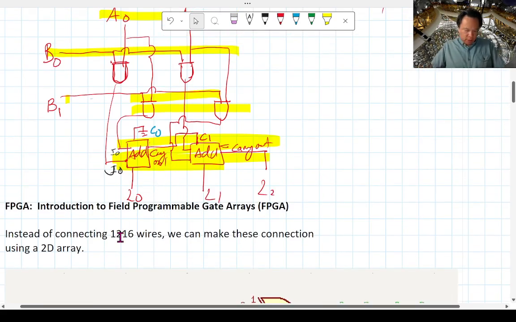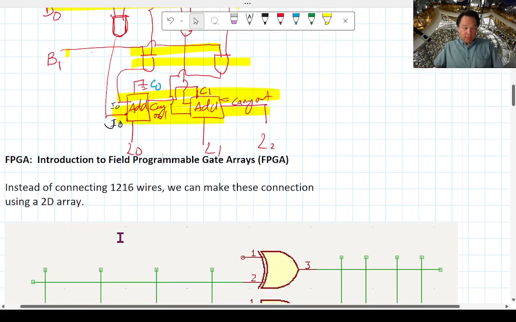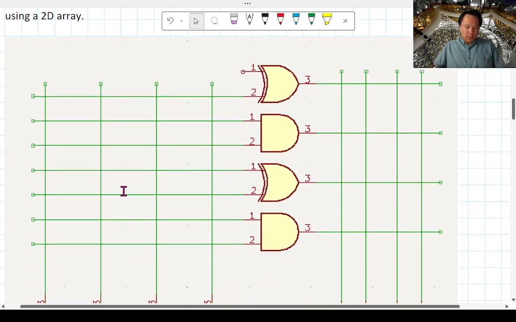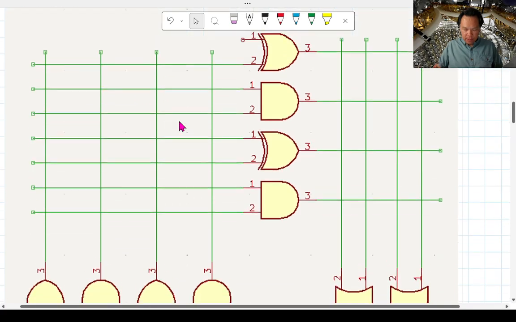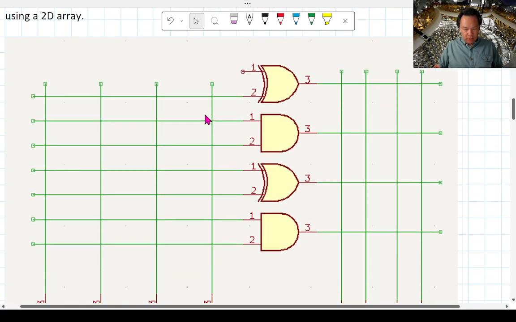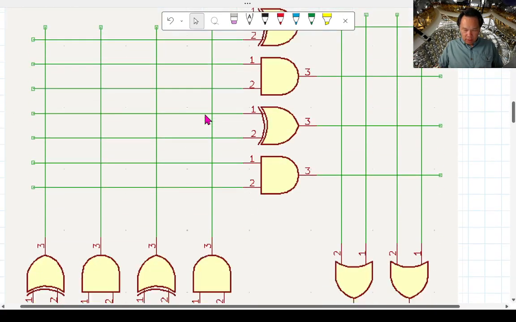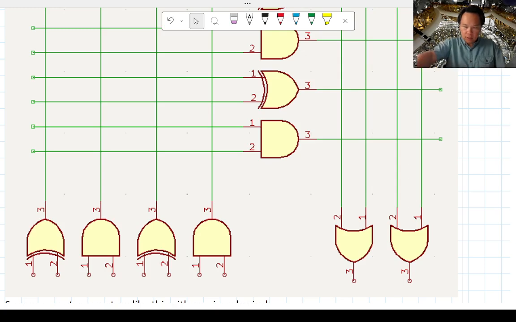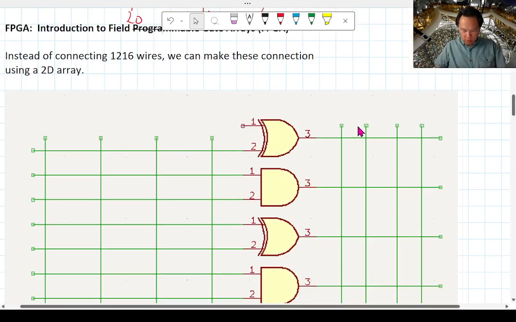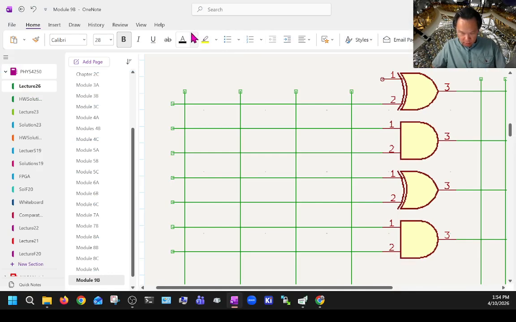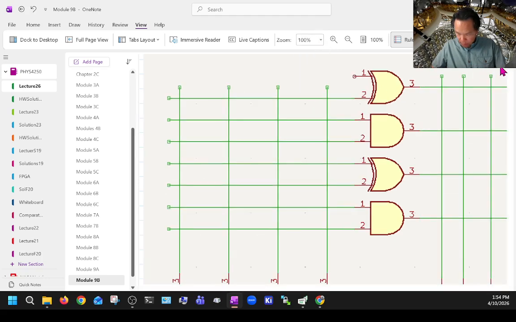Let's see, 14 minutes. Okay, so as I said, instead of connecting 1200 wires together, what we can do, and you can actually physically do this on a breadboard if you wanted to, you can lay out all the wires this way. In fact, I think initially they were like this. You can lay the gates out like this. I'm going to zoom out a little bit. Can I do that here? Yeah, zoom out a little bit so you can see the whole thing. Maybe not. Let's do it 10%.